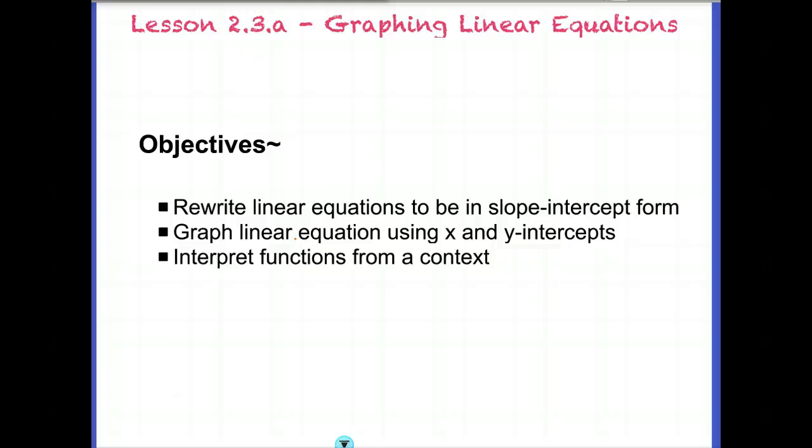Today's lesson 2.3.8 will be discussing graphing linear equations. We have done some graphing before, but this lesson we will be rewriting linear equations so that they are first in slope-intercept form. And then we'll also learn how to graph linear equations using the x and y intercepts. Finally, we will interpret functions from a context.